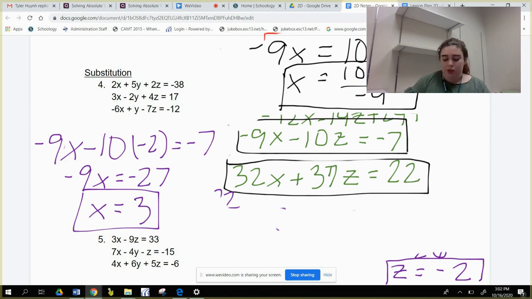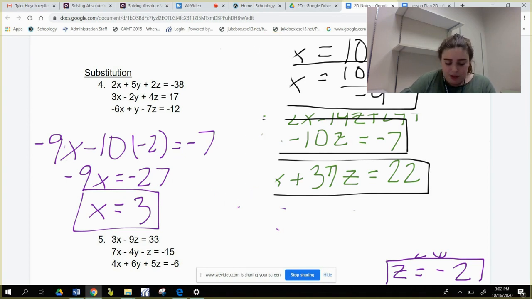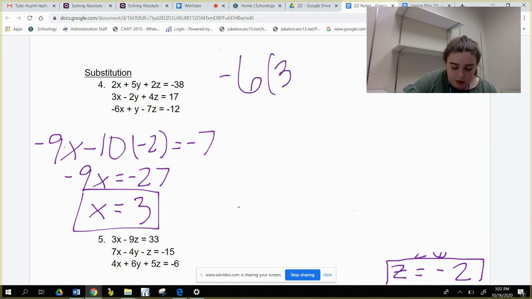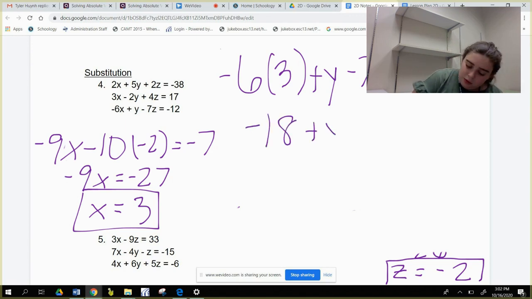So now, once we have the two variables, we just plug it back into one of our original equations and solve for the third one, which would be our y. Okay, so I'm going to erase this stuff right here. And let's plug those two back into one. So let's plug those back into the third equation since y doesn't have a coefficient and is positive, okay? So we have negative 6, and then x is 3, plus y minus 7, and z is negative 2, equals negative 12, okay? Negative 6 times 3 is negative 18, plus y.